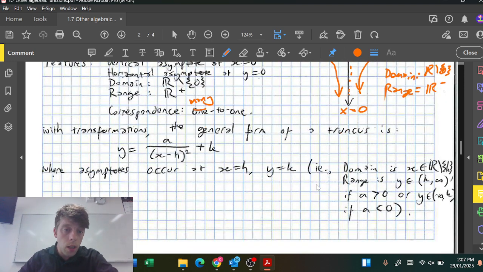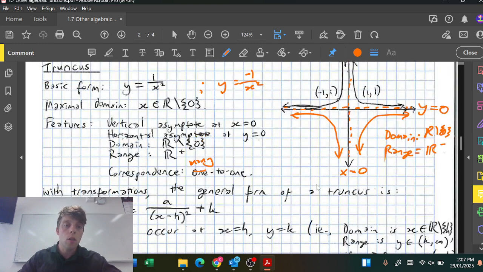So with transformations, the general form looks like this. We've just replaced the x with x minus h in this equation. So that x has been replaced with x minus h. The y has also been replaced with y minus k. So you can imagine that this is the same as y minus k, replacing the y, is equal to a over x minus h squared, replacing the x in this equation here. And we've just plussed k to both sides to get this form over here.